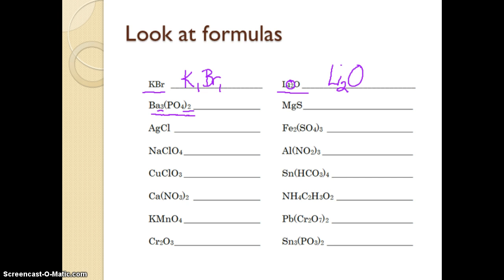So what is inside the parentheses? A PO4 ion. And you should recognize that as the phosphate ion. So this formula here means there's 3 barium ions and 2 phosphate ions. All right? So I think you got the idea. Let's go on and try to write some ourselves.